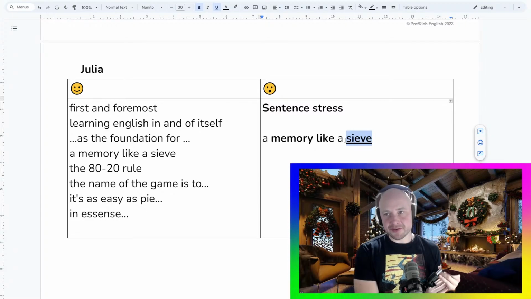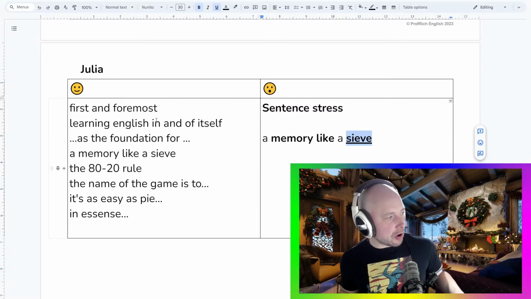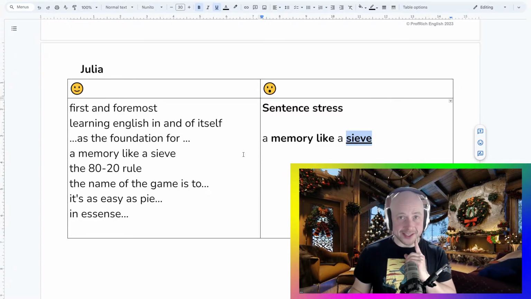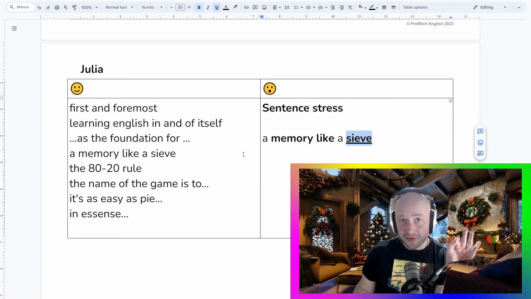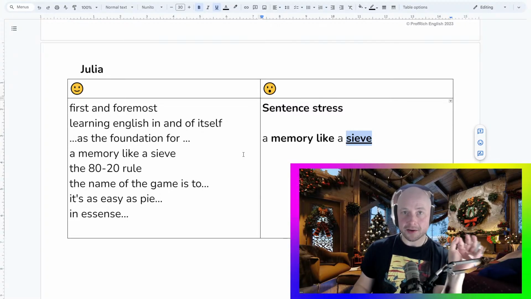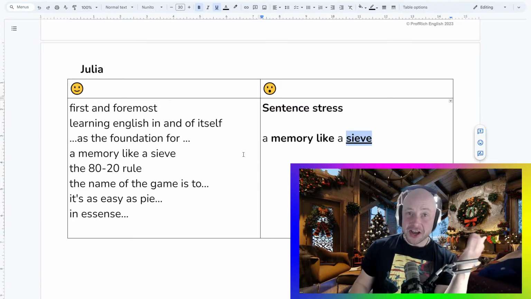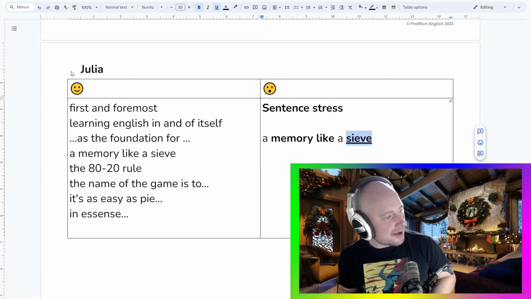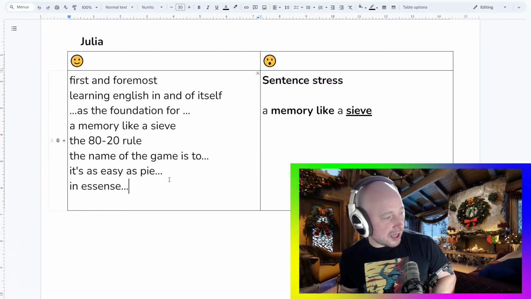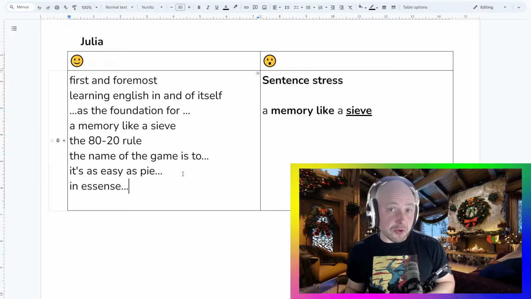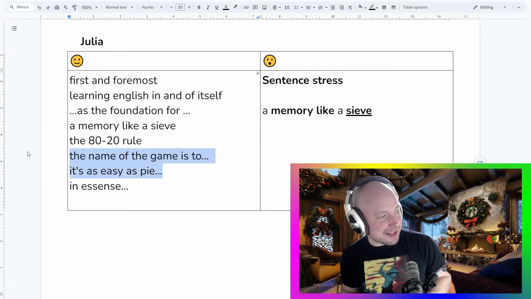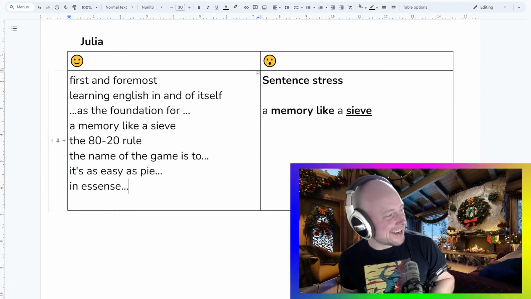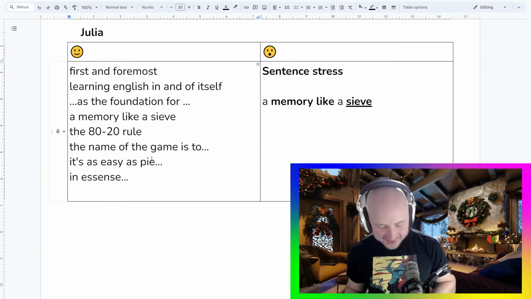A memory like a sieve. First and foremost, learning English in and of itself, look at how I say that. Learning English in and of itself, not learning English in and of itself. No. Learning English in and of itself, right? So play with that. Loads of excellent vocabulary. If anything, actually, maybe a few too many idioms, like the name of the game is, and then the very next sentence, it's as easy as pie. So really quite a lot of idioms. In essence, I like to hear that. Thank you, Julia. It was wonderful.